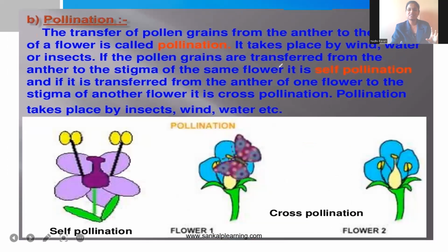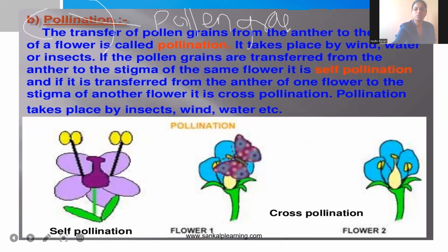Next, the first step in sexual reproduction in plants is pollination. So what do you mean by pollination? As the name indicates, pollination is related to the pollen grains. As we know, pollen grains are the male germ cells of the plant. The transfer of pollen grains to the stigma, or the female reproductive part of a flower, is called pollination.